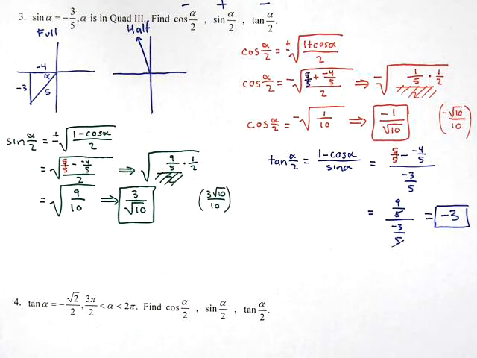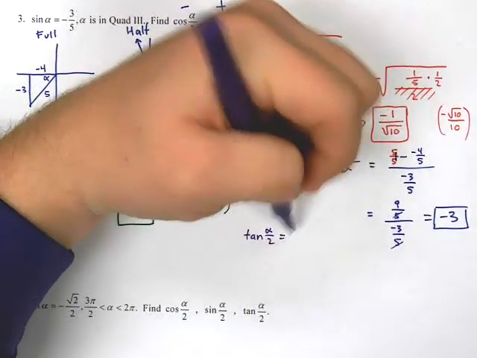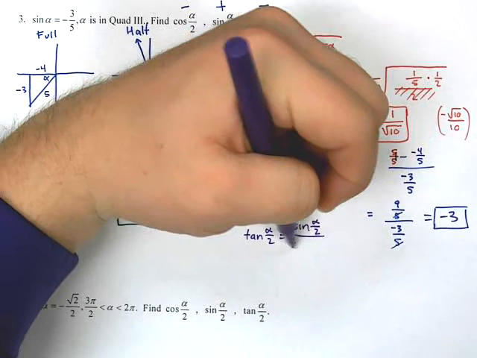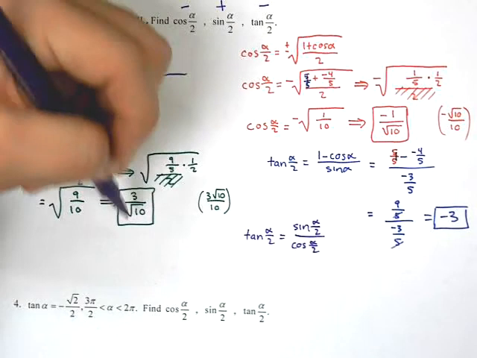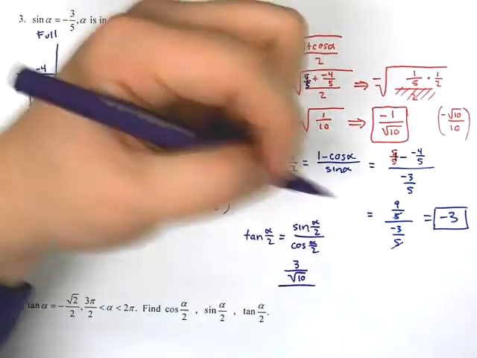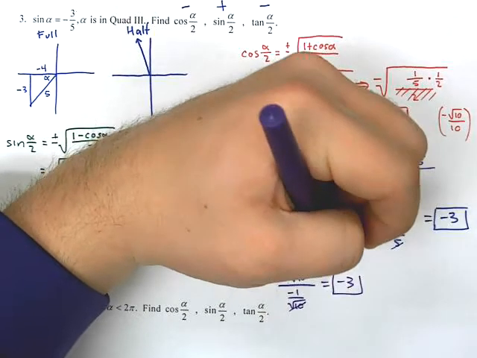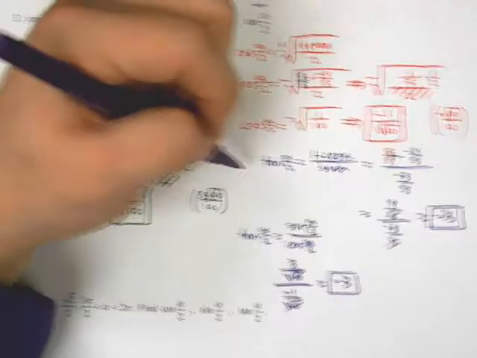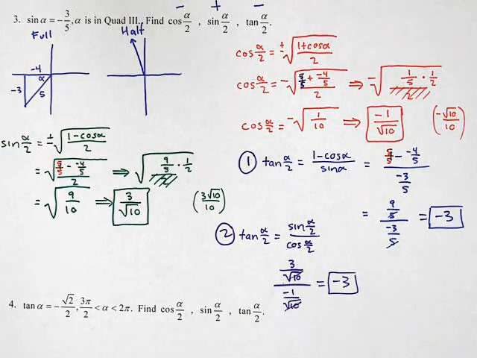Again, you can always use your trick. You can always do sine over cosine. If we say tangent of the half angle is equal to sine of the half angle over cosine of the half angle, that should also work, right? We would have 3 over root 10 over negative 1 over root 10. And again, the root 10's cancel. Once again, we get negative 3. So either way you do it, you get the correct tangent.